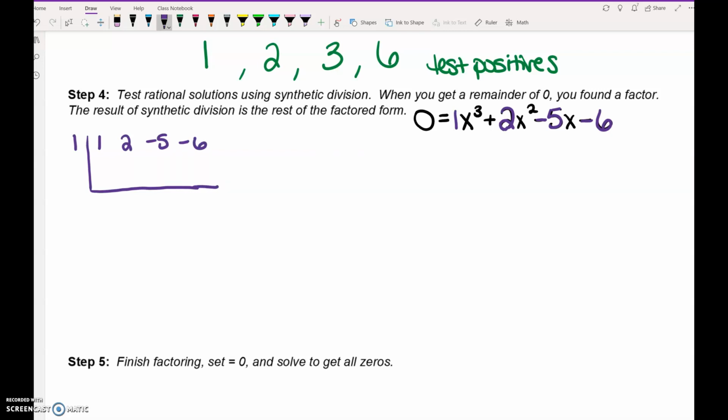Quick review of synthetic division. Drop the first number down. We multiply the number outside the synthetic division with the number on the bottom. 1 times 1 is 1. That gets written up inside the bracket. And then we add. 2 plus 1 is 3. 1 times 3 is 3. We add. Negative 5 plus 3 is negative 2. 1 times negative 2 is negative 2. And then we add. Okay. We want this to be 0.